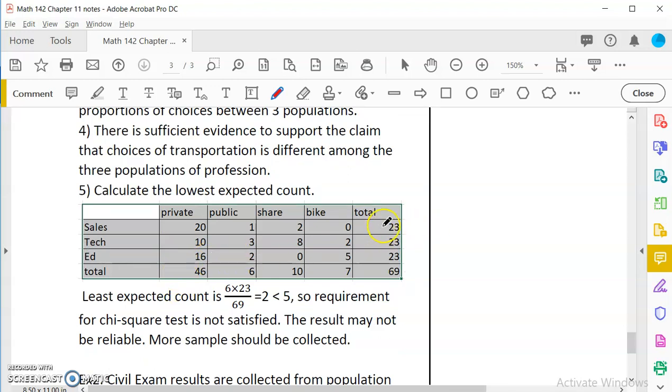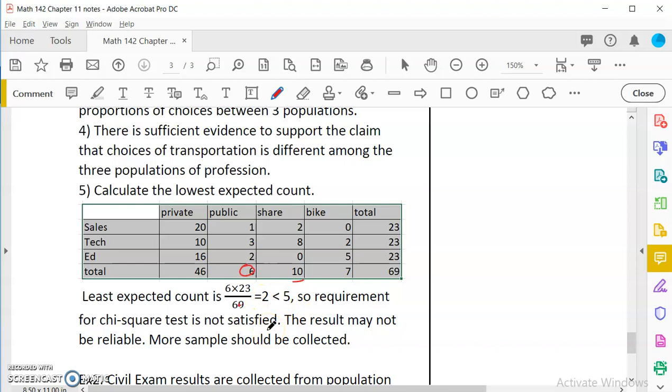So I have all the totals, row total and column total, here. So I just need to do the least expected count. So 6 is the least here, and they're all the same. So 23. So I'll do row total times column total over grand total. The grand total is adding all these together. So this is 6 times 23 over 69, equal to 2, and that's less than 5.